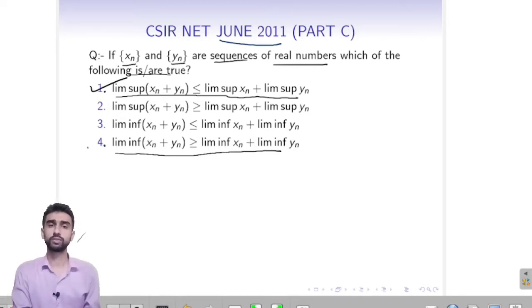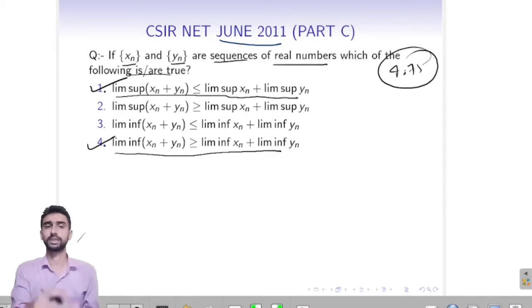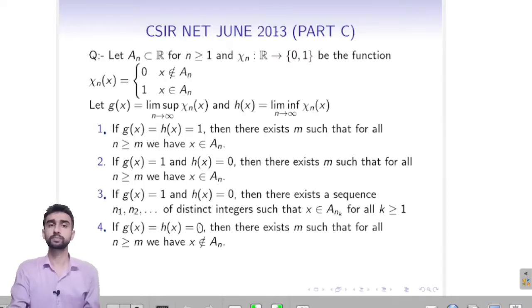This is a direct question. If you know it, you will get just 4.75 marks. Otherwise, keep thinking. So that's why options 1 and 4 are correct, and 2 and 3 are incorrect.